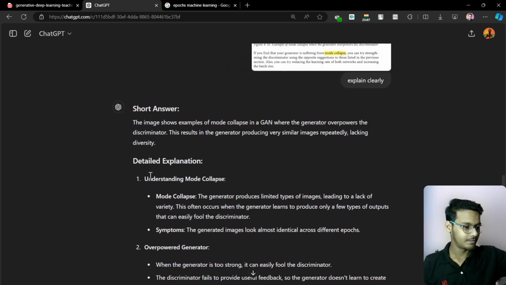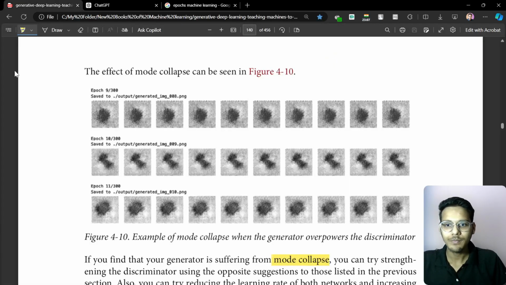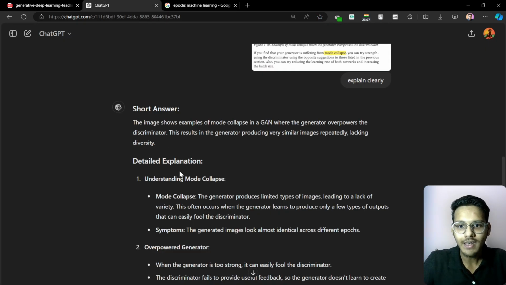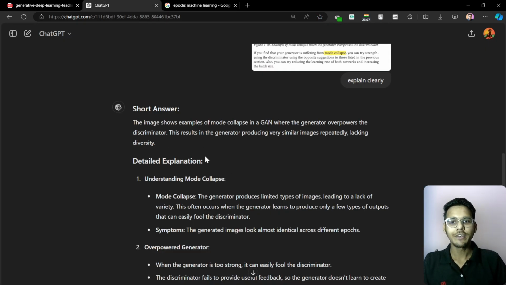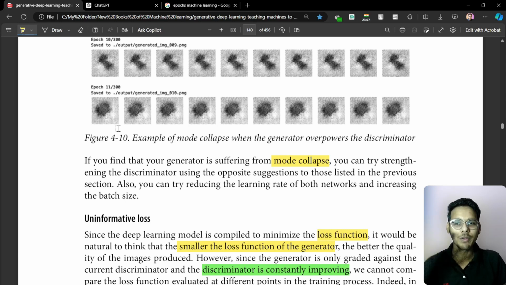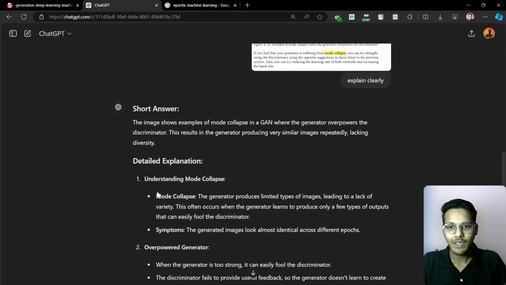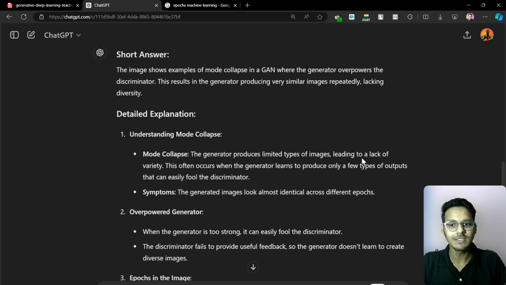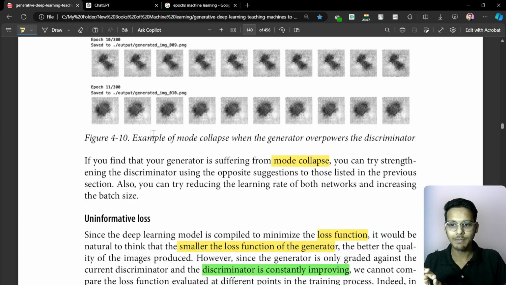Yeah, now you can see, when the generator is too powerful, then what will happen? It will actually produce very similar images. Just see how similar the images are. All of our images are similar. Okay, so this is the problem, guys. And you can see mode collapse is also called limited types of images, and it will generate the limited types of images again and again. That is the symptom, guys.